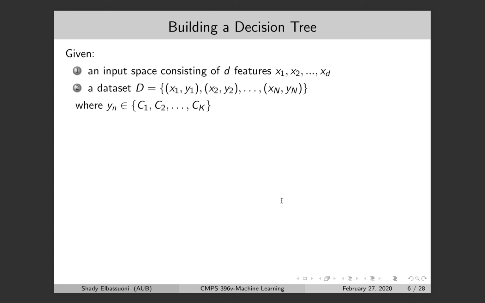Now, the more interesting question is, how do I build a decision tree from a data set? So again, our setting is as follows. We're given an input space consisting of the features x1, x2 till xd. For example, the temperature, the outlook, the wind, and so on. And a data set which consists of n examples. Here we'll talk about multi-class classification, since it easily applies to decision trees without any need for doing a binary classifier first and then using multiple binary classifiers.